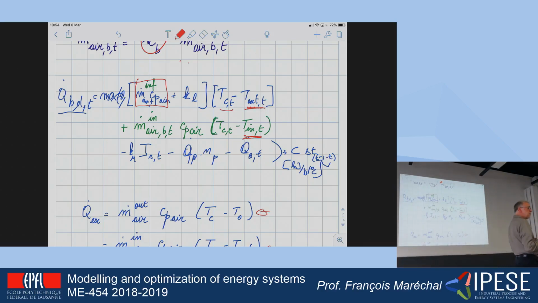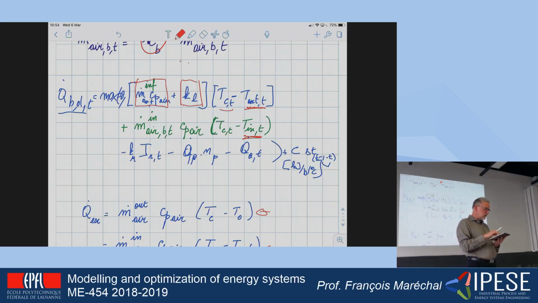Conclusion? On the one hand, by looking at the recommendation of Minergie or other standards, I'm able to calculate the new heat transfer coefficient that I will then apply if I'm renovating the building.